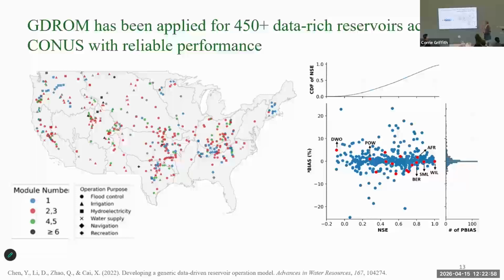Otherwise the model might be more complex. So actually, the reliability is quite good. As shown in this figure, we show the NSE and the bias for those 450 reservoirs.